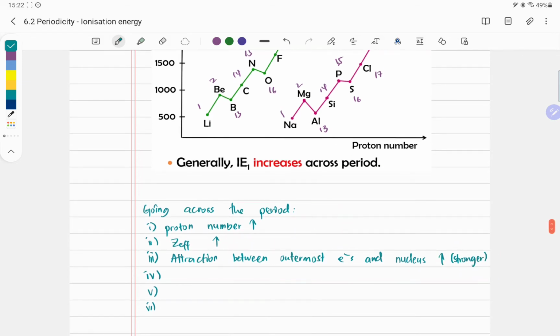Because of that, the outermost electrons get attracted to the nucleus more strongly. And because it gets attracted to the nucleus more strongly, it is harder to remove electrons.